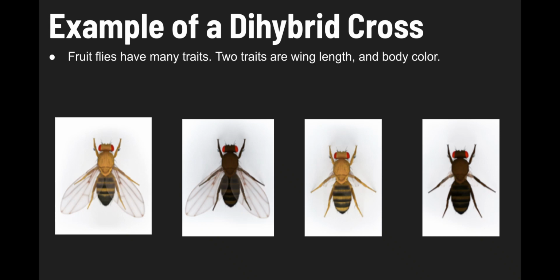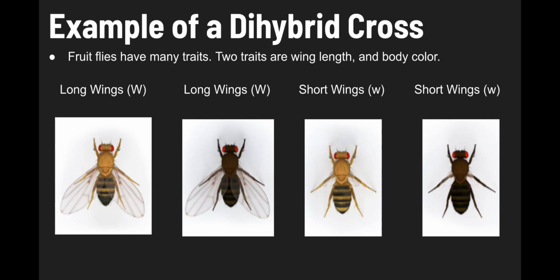So we can use fruit flies in this example because fruit flies have many traits. 2 traits in fruit flies are wing length and body color. Fruit flies can have long wings or short wings. Long wings are dominant. This is why the allele is represented with a capital letter, a capital W. And short wings are recessive. This is why the allele for short wings is represented with a lowercase letter, in this case a lowercase w.